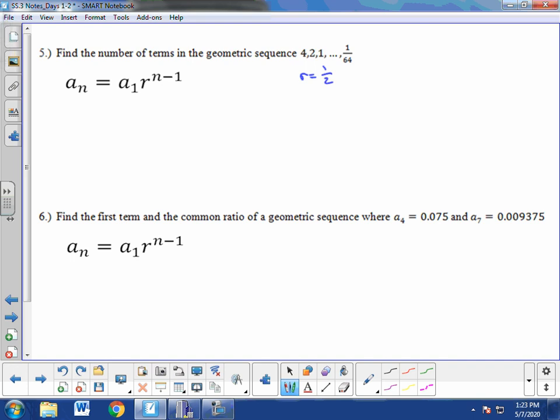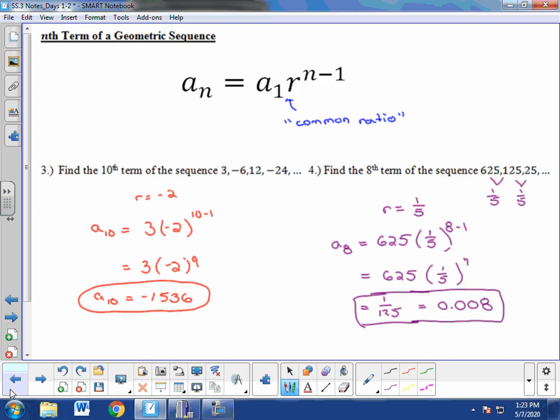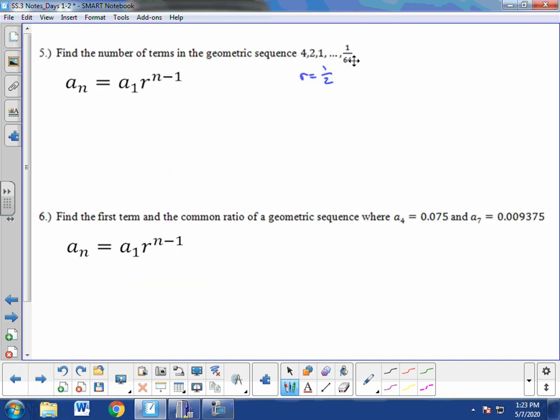Now we want to find the number of terms. So in the previous two problems, they told us how many terms we were looking for, the 10th term and the 8th term. Here they give us the first 3 terms and then another term in the list, and then they leave out some terms. We want to figure out which number is 1 over 64. So what we can do is take the value of this term and put it in for a sub n. So 1 over 64 equals a sub 1, which we know is 4, times the ratio 1/2 to the n minus 1. What we don't know here is n. We don't know the number of terms.